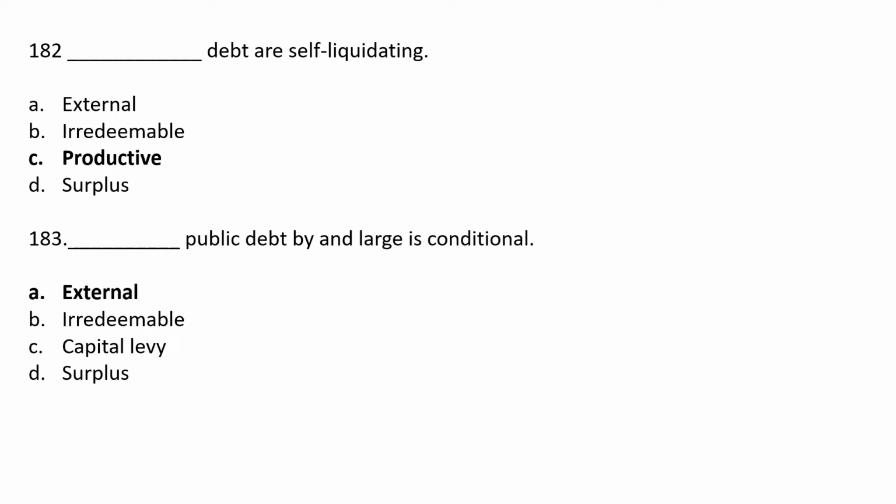Productive debt are self-liquidating. Dash public debt by and large is conditional. Option A external, option B irredeemable, option C capital levy, option D surplus. The correct answer is option A external. External public debt by and large is conditional.